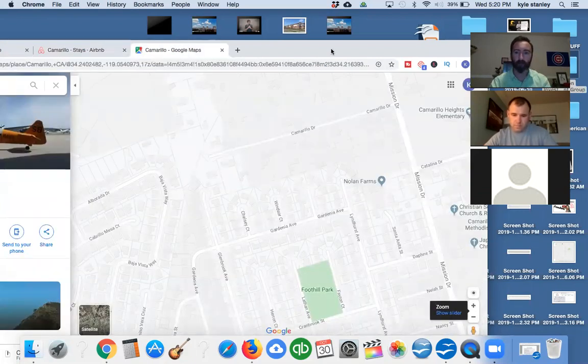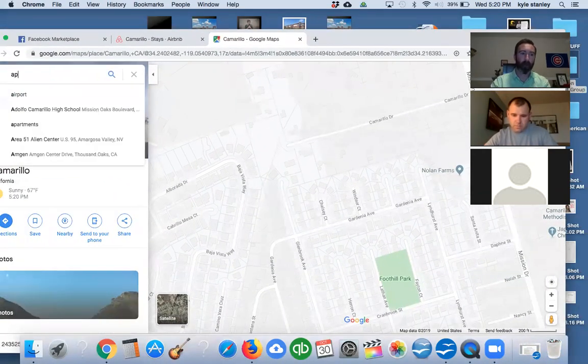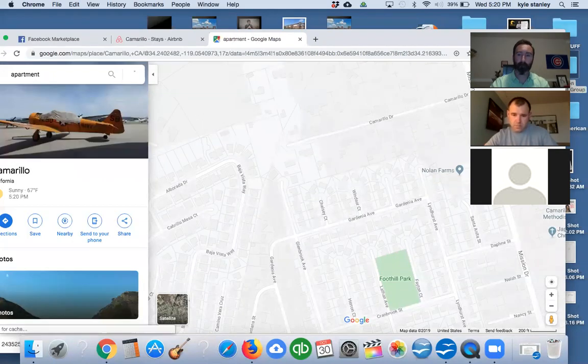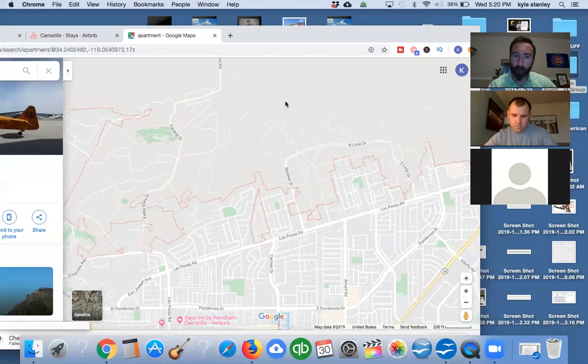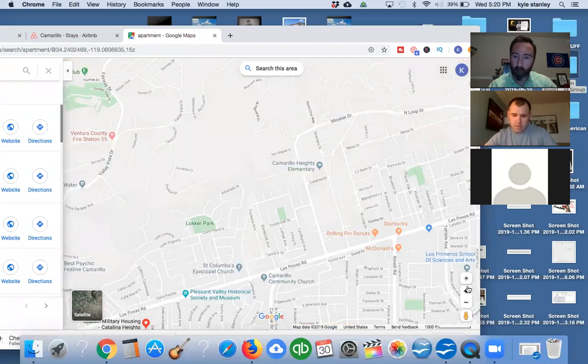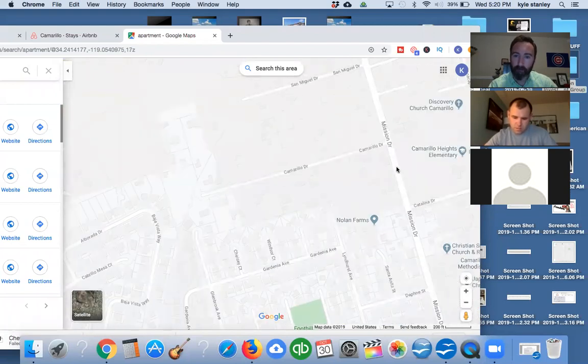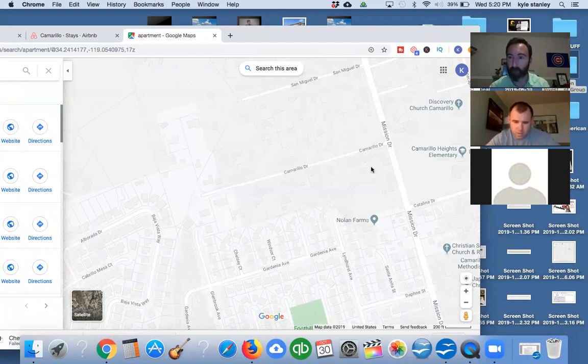So what I'm just going to do is type in over in my search, apartment, and hopefully that pops up. Oh, okay. Of course it zooms out again. So it's not popping up as an apartment complex here, but that doesn't necessarily mean there's not one there. It just might mean that that apartment complex hasn't put their stuff on Yelp or Google yet, so it's not showing up on the maps.